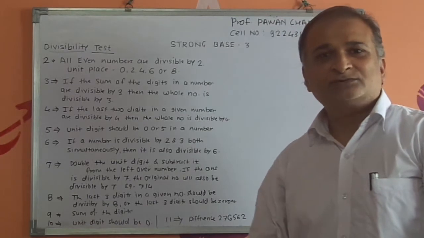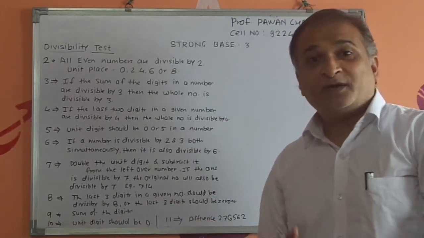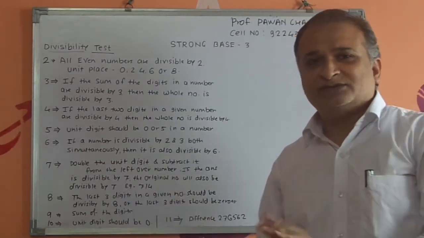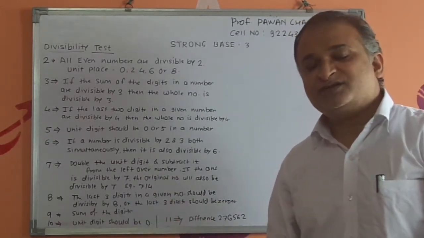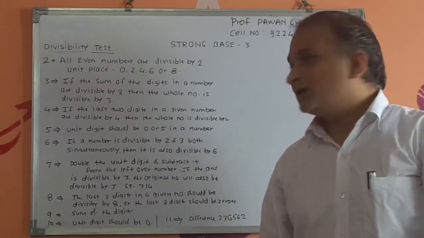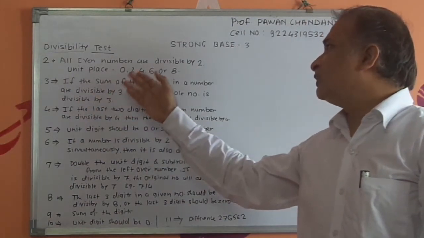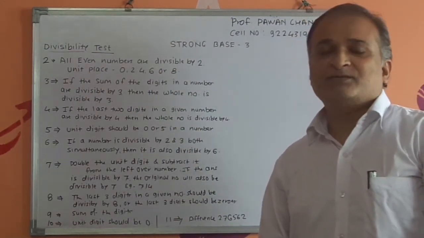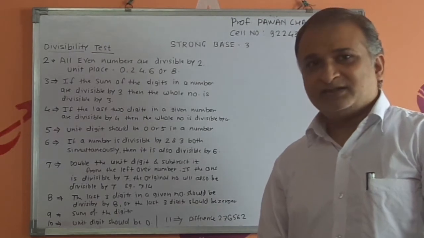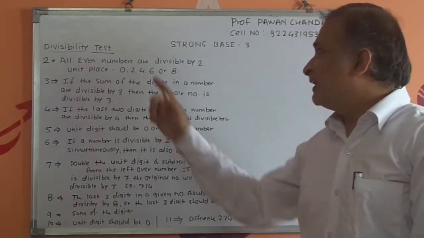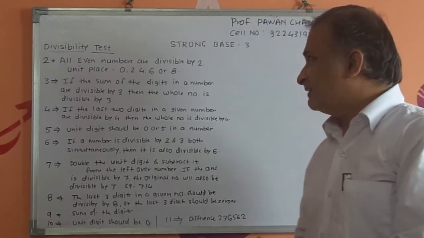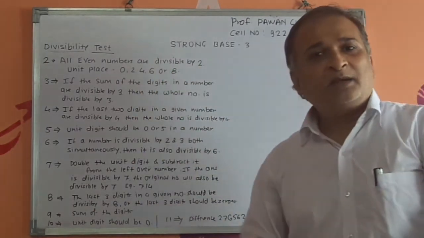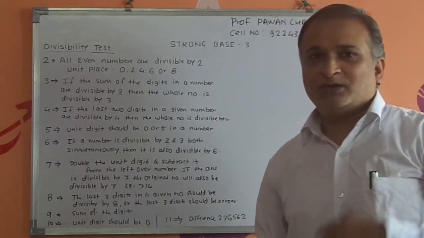What is the test of 2? When will you say that a particular number is divisible by 2? Yes, students. All the even numbers are divisible by 2. A number which ends with either 0, 2, 4, 6 or 8 is divisible by 2. That is, if a number bears the digit 0, 2, 4, 6 or 8 at the unit place, that number will be divisible by 2.